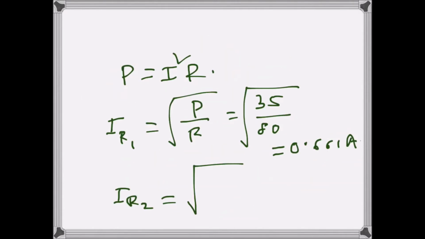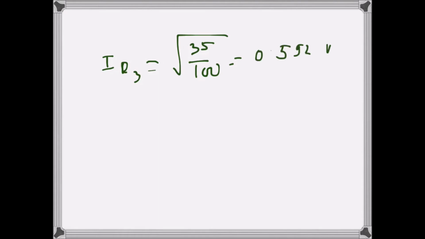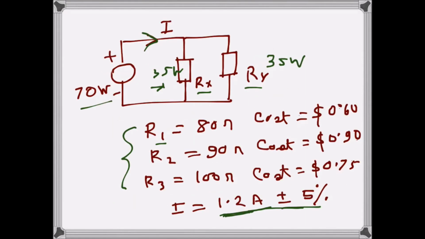Similarly, IR2 will be, this one is 90 ohms, so the square root of 35 divided by 90, which is 0.624 amps. And IR3 is the square root of 35 over 100, which is 0.592 amps. So we have the currents here. Cost wise, this is the most expensive, 0.90 dollars, 90 cents. This one is 60 cents, this one is 75 cents.